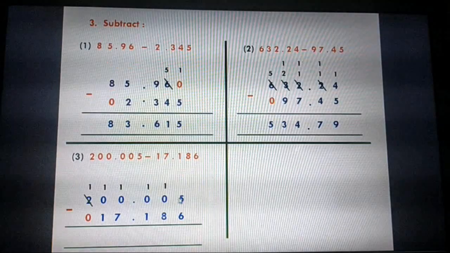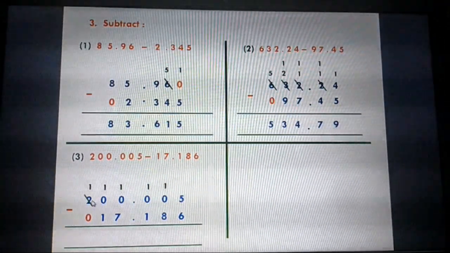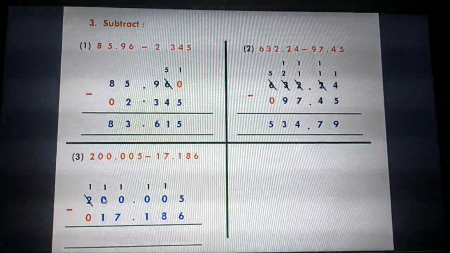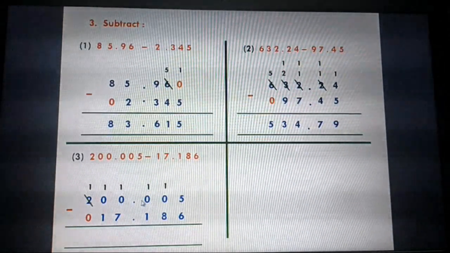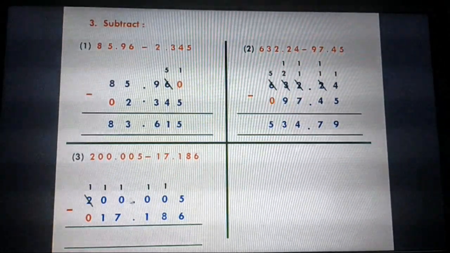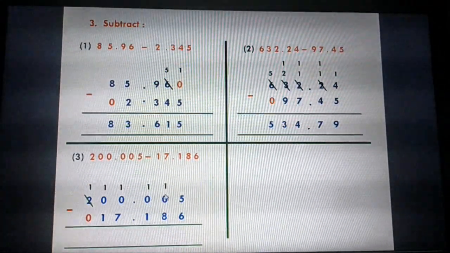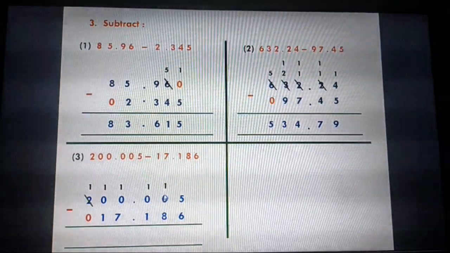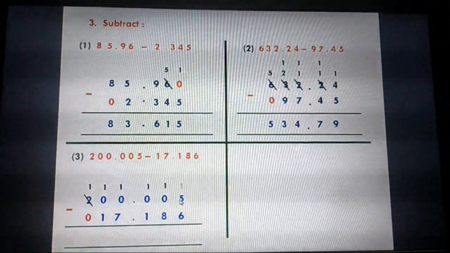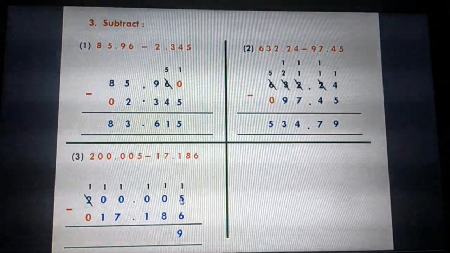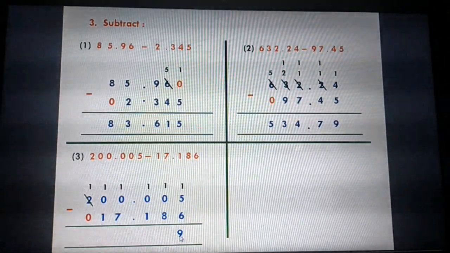In order to borrow from here, it means first this 0 borrows from this 2. That's why this becomes 10. This 0 will borrow from this, that's why it is 10. This 0 will borrow from this, that's why this is 10. This 0 will borrow from this, that's why it is 10. Now from this 10 I will borrow 1 to this 5, right? So this will become 15. 15 minus 6, 9. Correct?